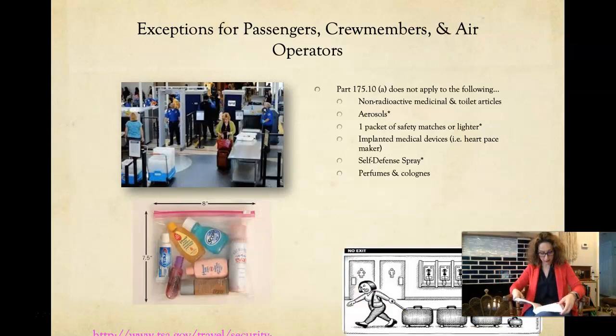Okay, let's see. What have I skipped to? I want you guys to go to 175.8, and I did want you to see there are exceptions for operator equipment and items for replacement. And then 175.10 talks about exceptions for passengers and crew members. So first, let's go to 175.8.